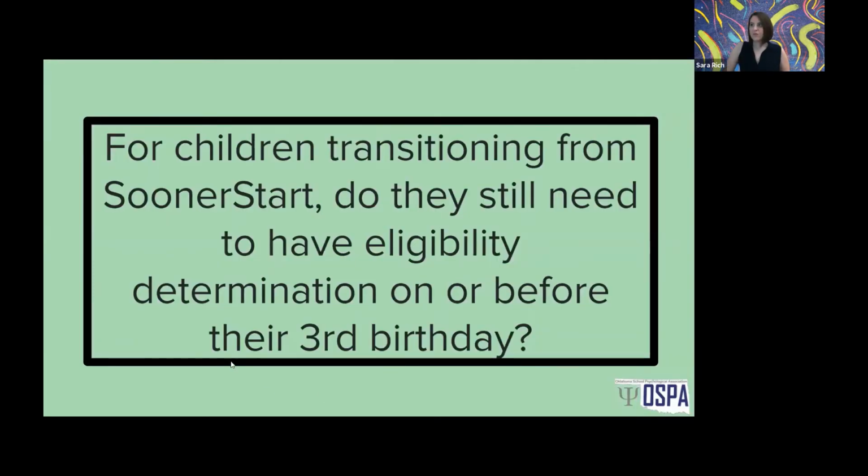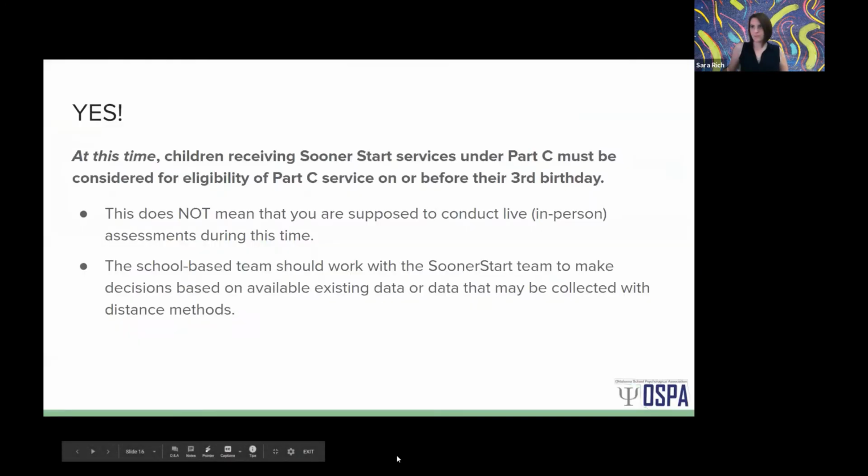So, for children transitioning from Sooner Start, do they still need to have eligibility determination on or before their 3rd birthday? Yes. Seeing a theme here? Again, at this time, the timelines have not changed for any individuals or evaluations. So if they are currently receiving Sooner Start services and they will turn 3 on or before we get back in school, whenever that is, then you need to go ahead and complete that process.